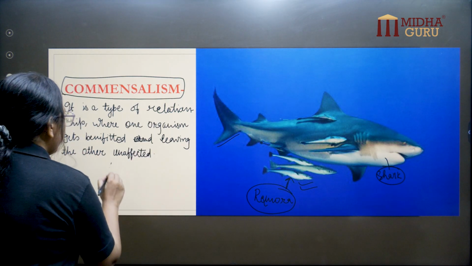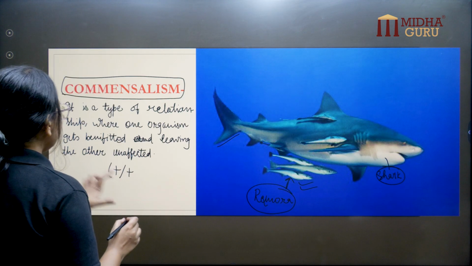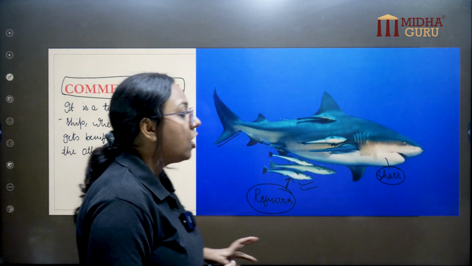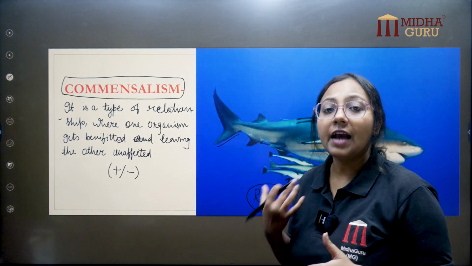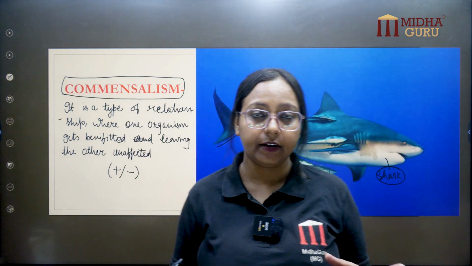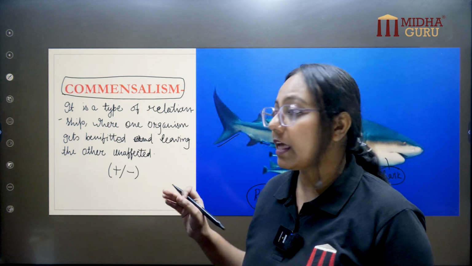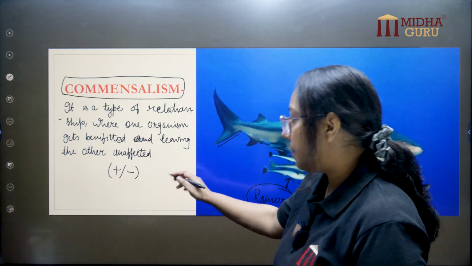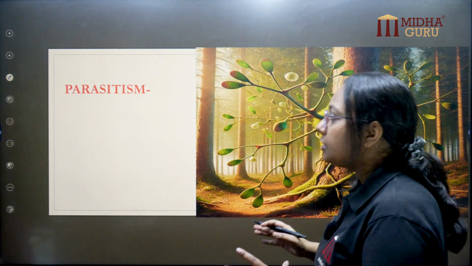Leaving the other unaffected. If we talk about the symbol, this is plus minus, right? Now you will ask, if there is no harm to the shark or any other organism, then why is it minus? Because either they are getting harmed or they are not being affected. In both cases we give the symbol minus only, because there is no benefit taking place. When there is no benefit, that is minus only, right? So this is plus minus. So we understood commensalism. Let's go to the next one. Okay students, let's see the next type, and that is parasitism.